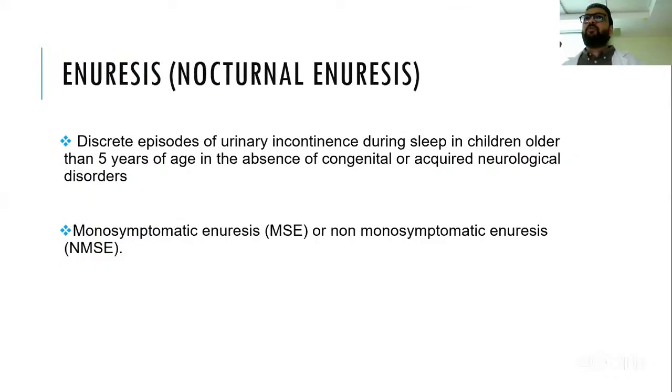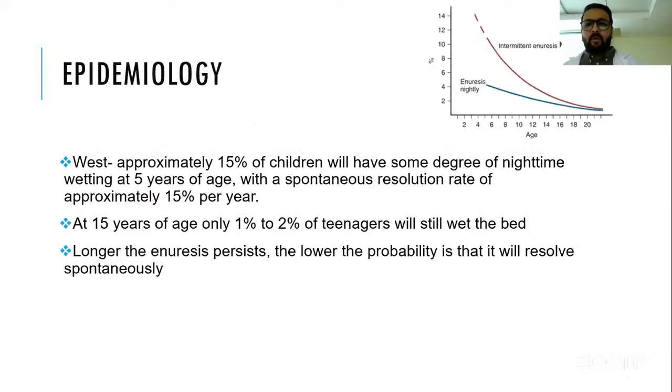Then enuresis, also known as nocturnal enuresis, the discrete episodes of urinary incontinence in children older than 5 years in the absence of any neurological cause. It can be monosymptomatic or non-monosymptomatic. The epidemiology, approximately 15% of the children will have wetting at 5 years of age, and the spontaneous resolution is 15% per year. So at 15 years of age, only 1 to 2% of the teenagers will still wet the bed. The longer it persists, the less likely it is that it will resolve spontaneously.